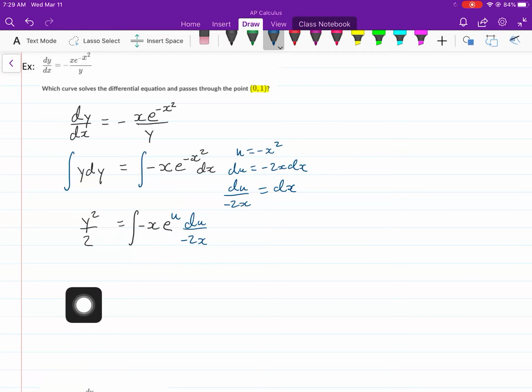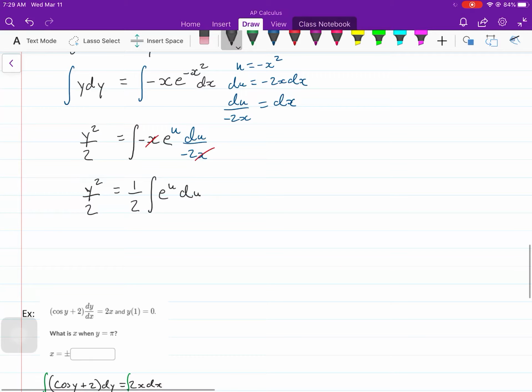So let's go ahead and simplify what we got here. We have an x on the top and x on the bottom. It's all multiplying here, so we can cancel those out. Negative over a negative becomes positive. So we have the 1/2 integral e to the u du. And on the other side, we still have y squared over 2. And let's go ahead and find the antiderivative.